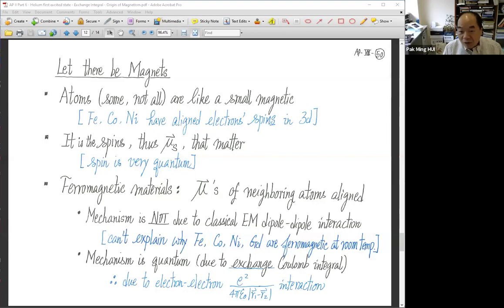I would like to talk a little bit about the origin of magnets. Let's recall what we did last time. Last time, we studied the helium excited state. By that, our idea is that we have one electron in 1s, another electron in 2s. Then we have four possibilities.